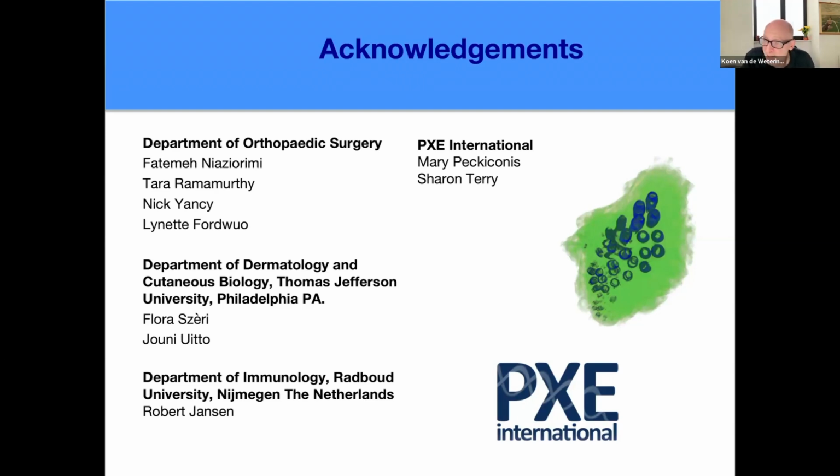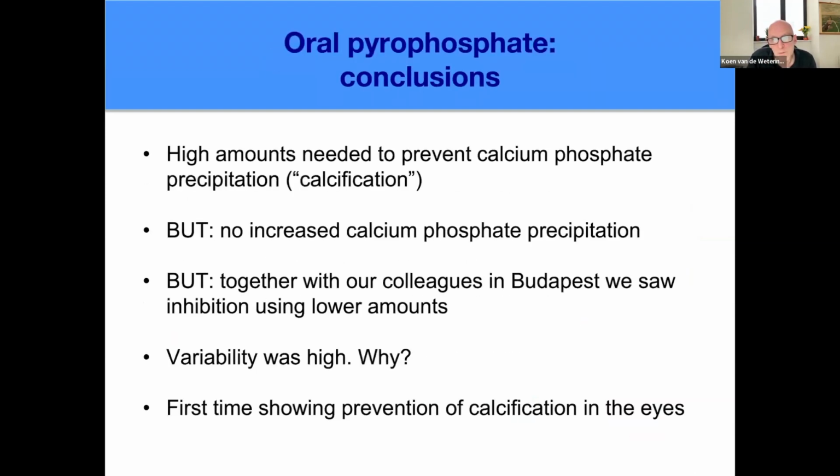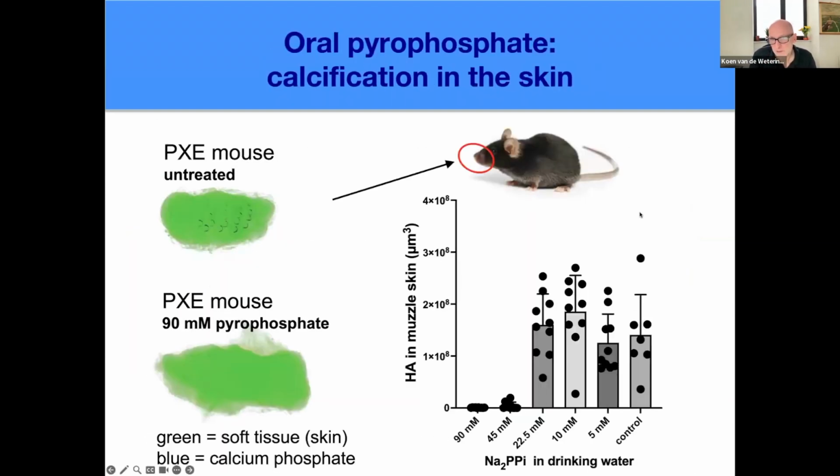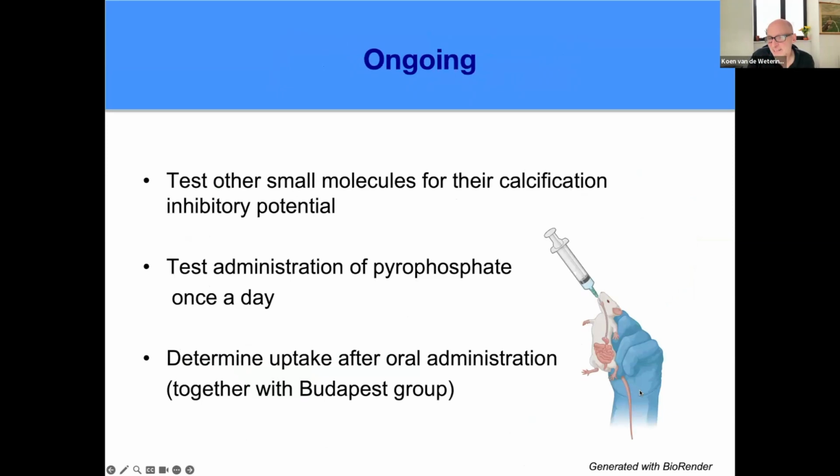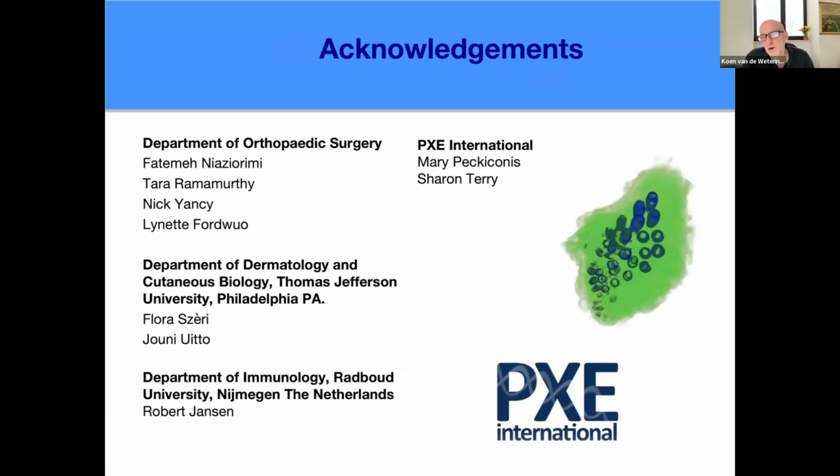Right. We even see that in our animals. I can go back, for instance, right? So here you see, these are all the same, because you can see these PXE mice as all identical twins. So they're all identical. And still you see quite dramatic differences between the amount of calcium and phosphate that has precipitated in the skin. So that indicates that even with the same mutation, with the same genetics, there might be quite substantial differences in how the disease shows up.